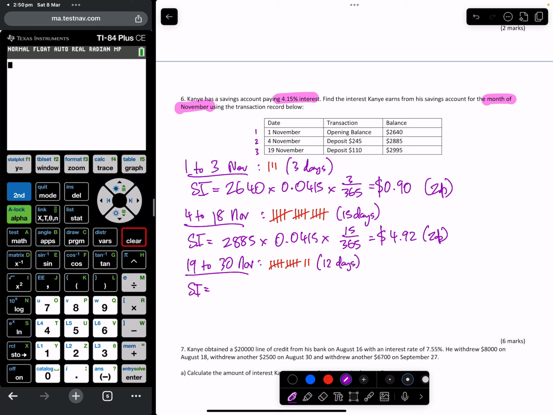SI equals, the balance was 2995 times by 0.0415 times by 12 on 365. 2995 times 0.0415 times by 12 over 365. $4.09 rounded to 2 decimal points.